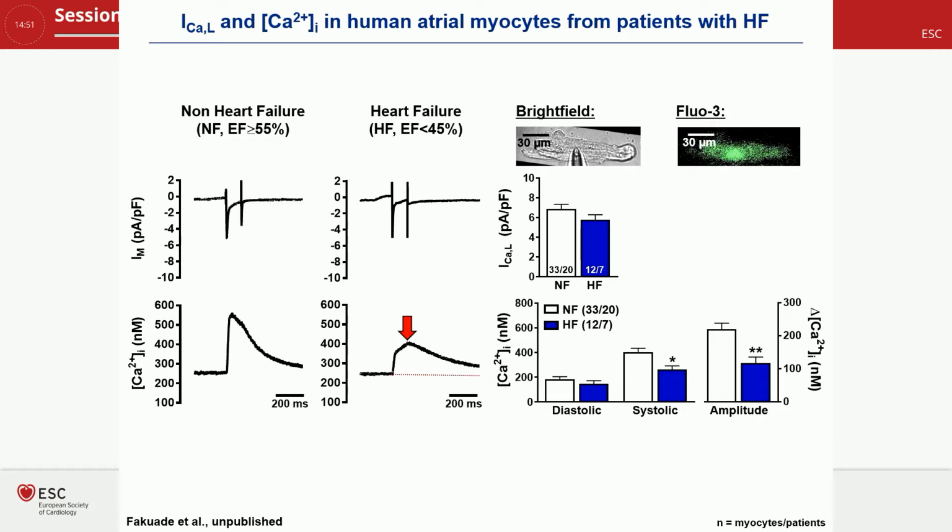We were puzzled about this because the triggered calcium was unchanged, but resulted in a reduced systolic calcium transient amplitude. In order to understand this, we wanted to investigate the SR calcium load, the calcium content of the sarcoplasmic reticulum, because it is known that a reduction of the SR load can contribute to the reduced calcium amplitude, even if the L-type calcium current is unchanged.